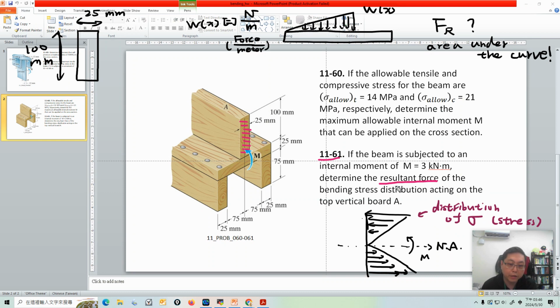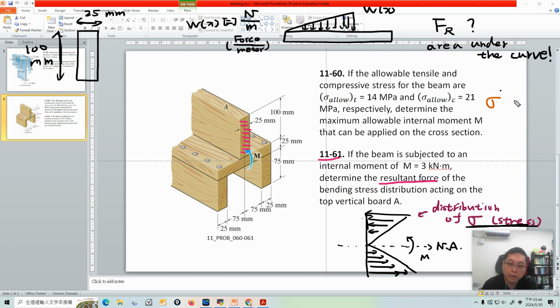Because we have a force intensity distribution here. But be careful, because in the bending stress calculation we have the stress distribution. So how to translate the stress distribution to the force distribution? How to change the stress distribution to the force intensity distribution? I think that's the key of this problem.